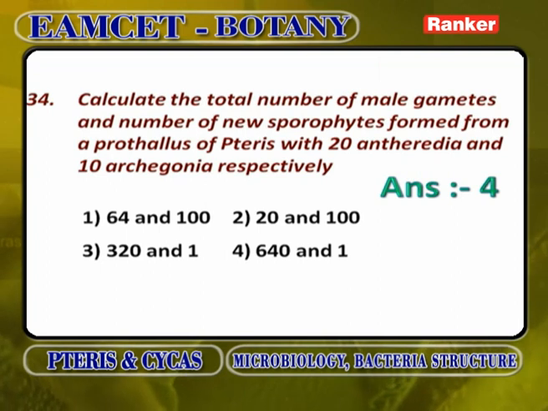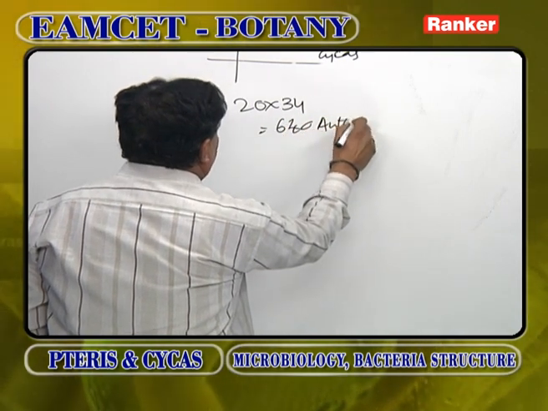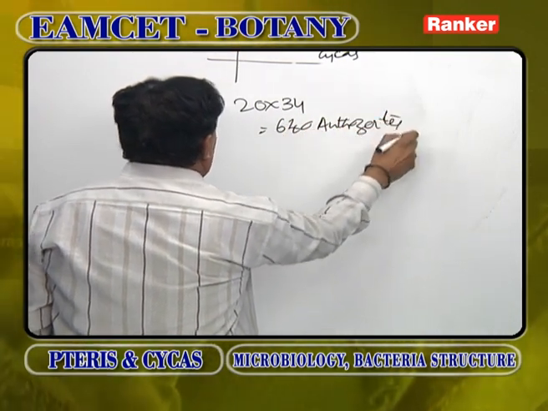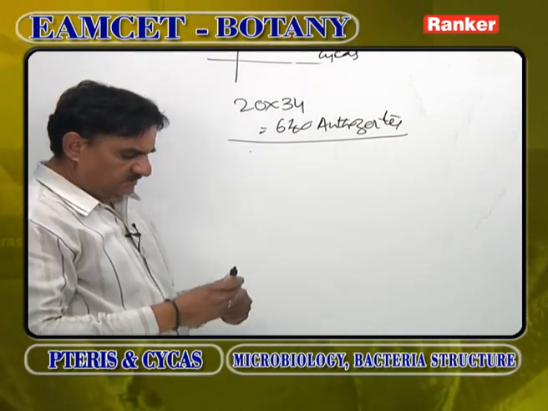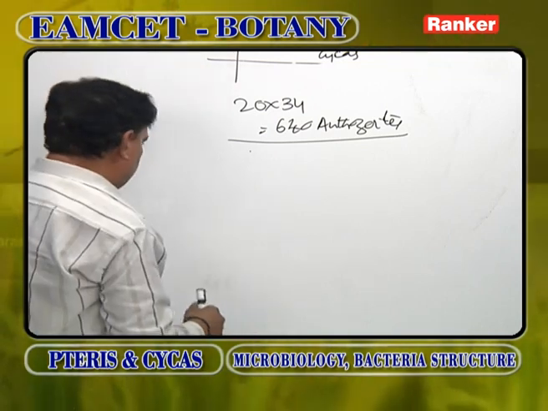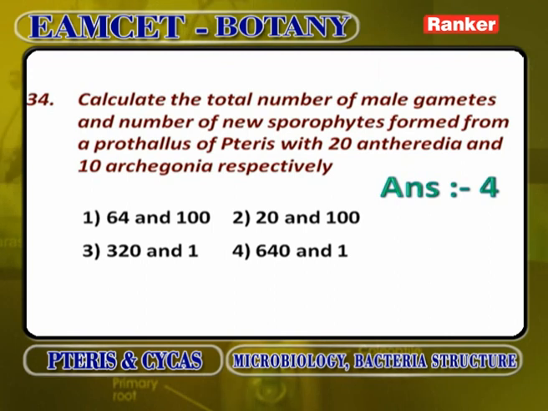Calculate the total number of male gametes and the number of new sporophytes produced from the prothallus of Pteris with 20 antheridia and 10 archegonia respectively. 20 antheridia means each antheridium produces 32 antherozoids, so 640 antherozoids. But how many antheridia does a prothallus contain? Nobody bothers. How many archegonia does it contain? Nobody bothers. But only one sporophyte comes from each prothallus.